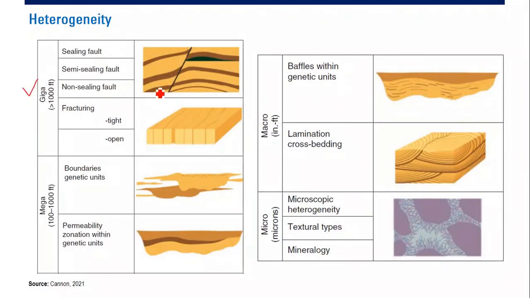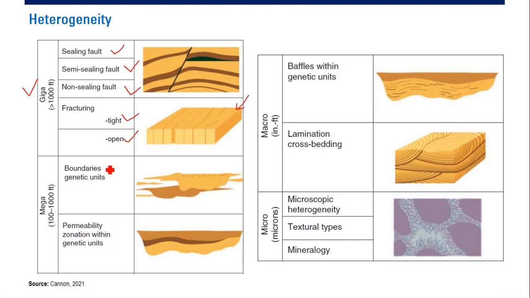For example, this gigascale. We have heterogeneity because of sealing fault or maybe semi-sealing fault or even non-sealing fault. It will make the environment, the condition heterogeneous, and it will make the analysis more difficult. It will make simulation, modeling more difficult, evaluation more difficult. Okay, but that's our challenge. And fracturing, we have tight fracture or open fracture like this one. Again, it will make it heterogeneous.